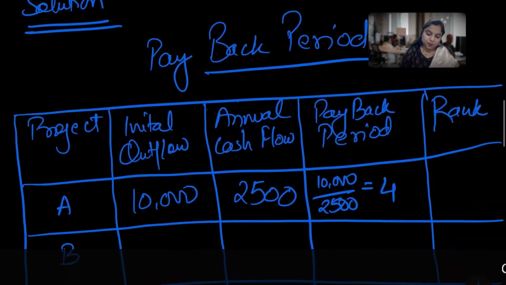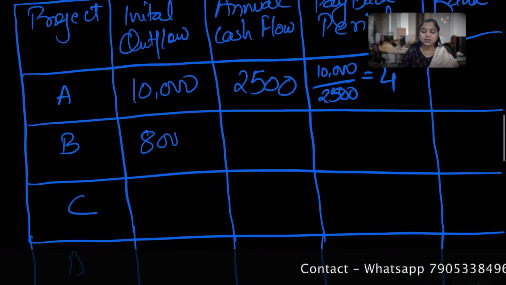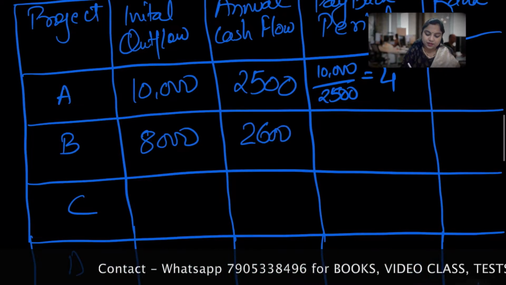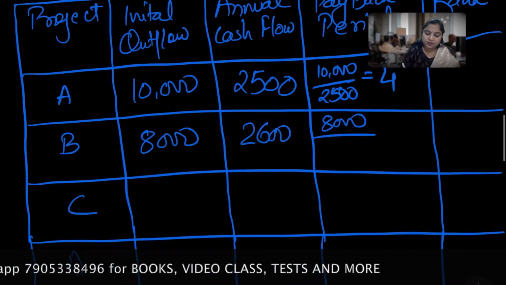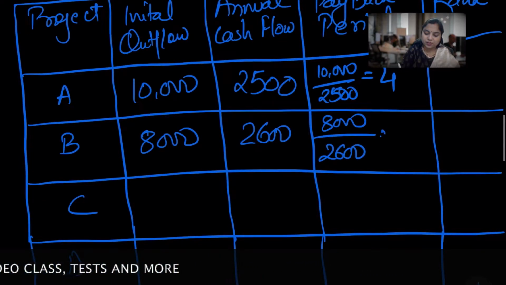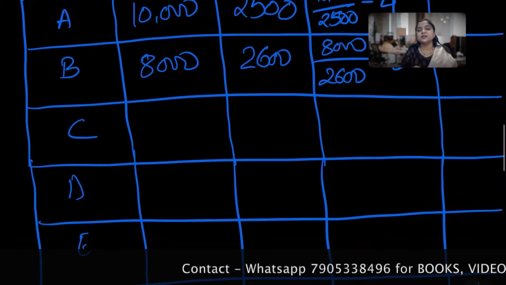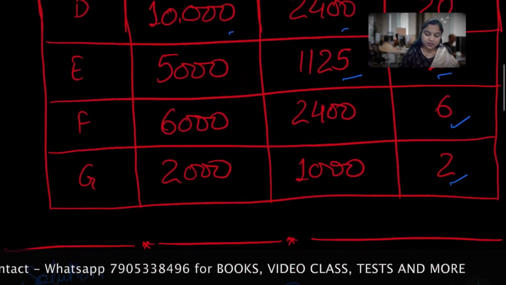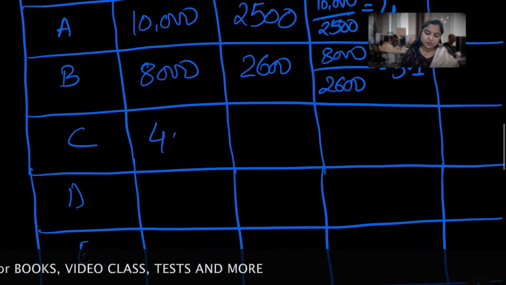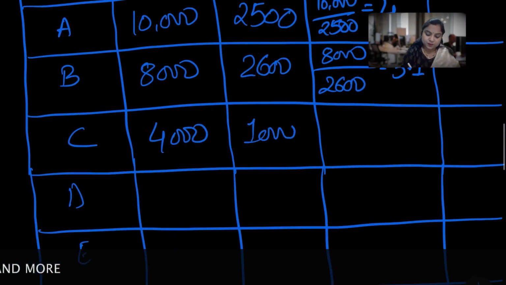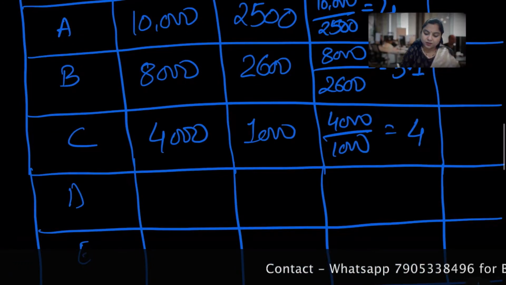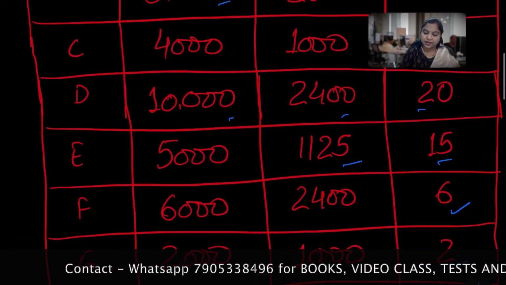So similarly for project B, we have 8,000 and 2,600. You can calculate the project's net outflow by annual inflow, and we will find 3.1 as your payback period. The same we can calculate for project C, 4,000 and 1,000. You can see how much better the presentation is with the table.